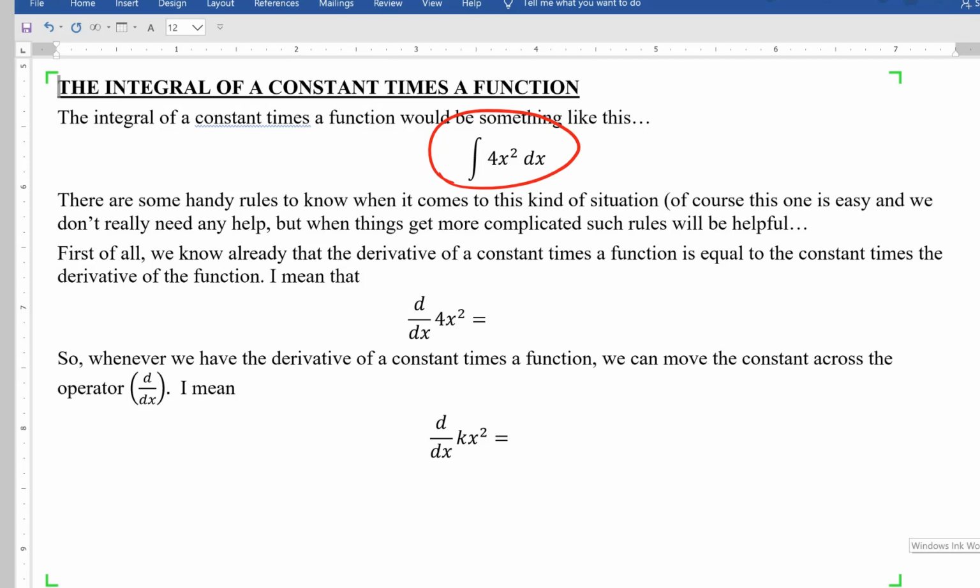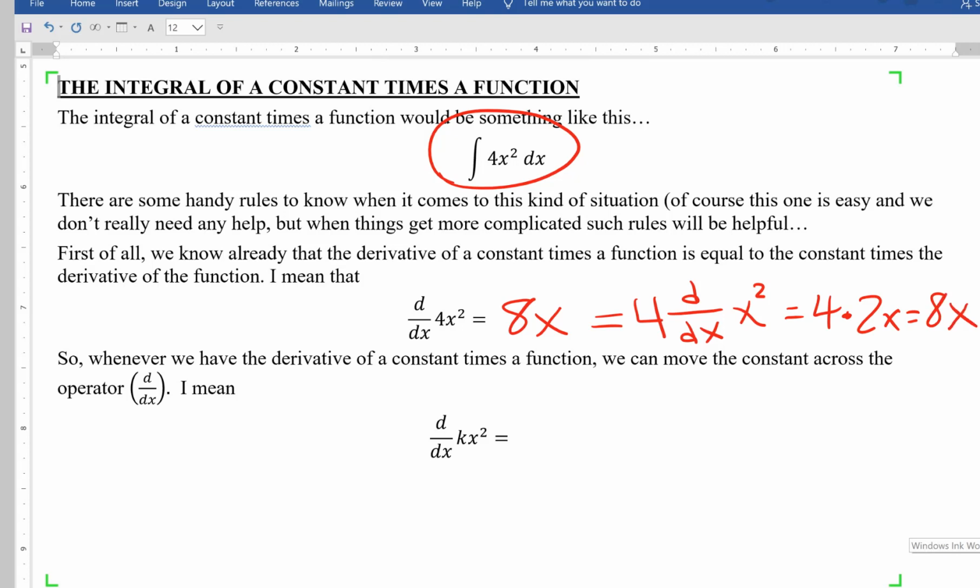All right, and of course that sounds a lot more complicated than it actually is. When you take the derivative of something like 4x squared, you know that that's 8x, because you multiply the exponent times the constant, and then you subtract 1 from the exponent. All right, well, if you think about it, that is the same thing as 4 times the derivative of x squared, because the derivative of x squared is 2x. So 4 times 2x, which is 8x.